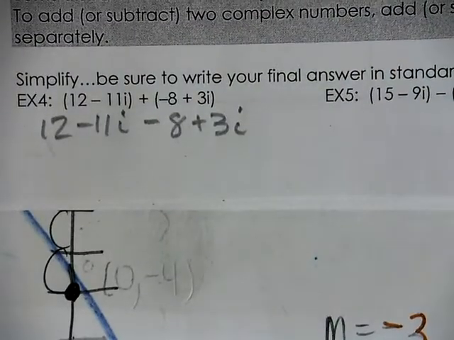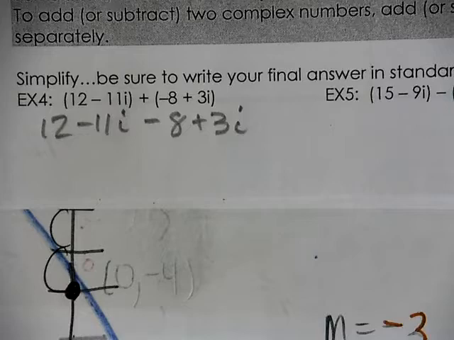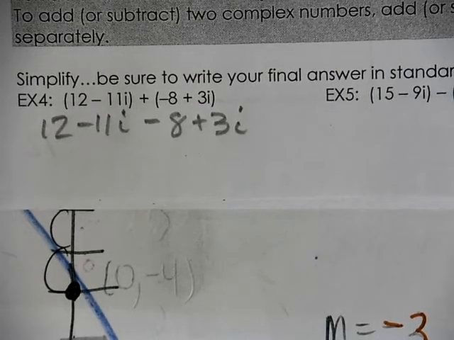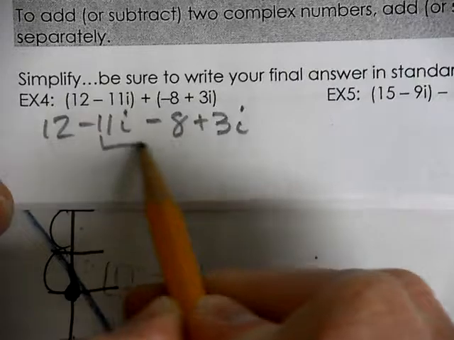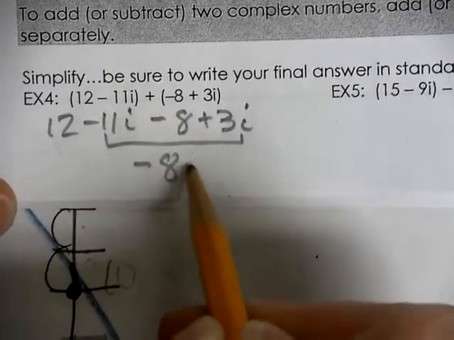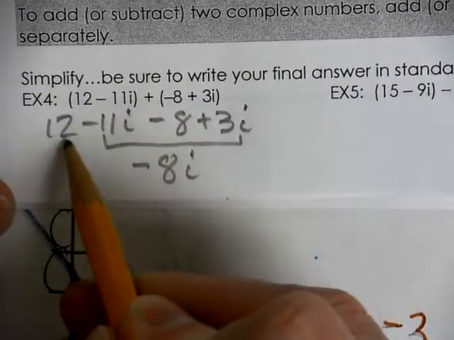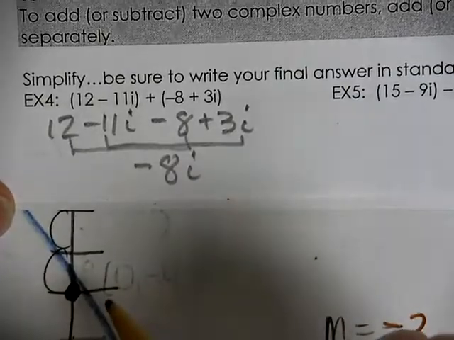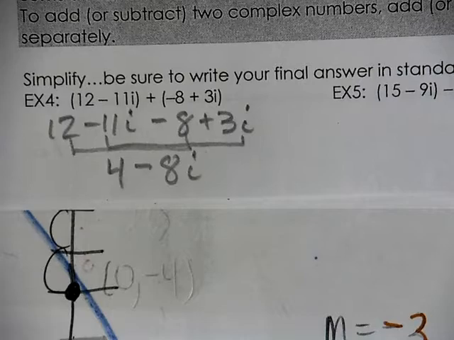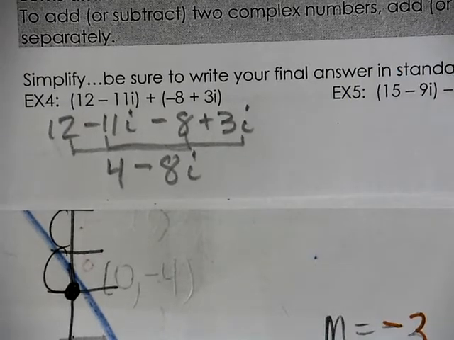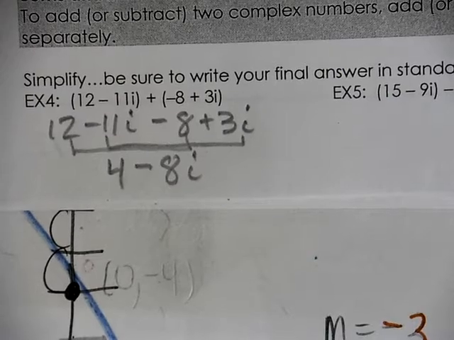We're adding a negative, so that's a negative 8. We're adding a 3, so it's a positive 3. You really don't need parentheses at all. You just group your like terms. So we get negative 8i because we're working with i's. You get positive 4 because it's 12 minus 8. It's 4. The 4 has to come first because that's the real number. That's the A value.